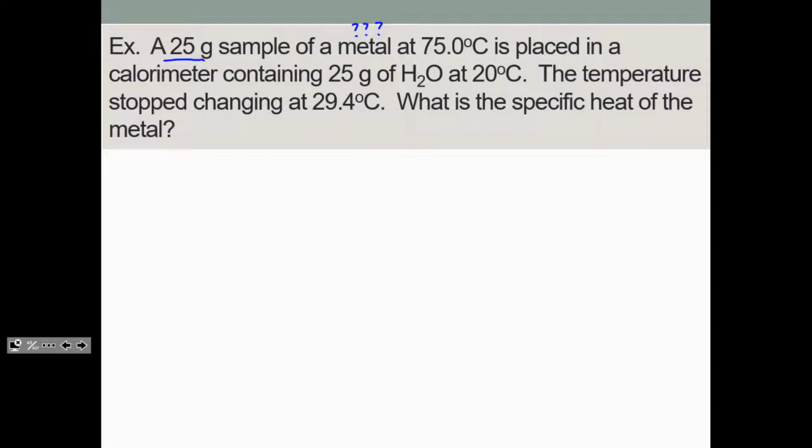Okay, a couple things to note. This is the mass of our sample, and it's starting at 75 degrees. So this is not our change in temperature, but this is the T initial for the metal. And we have a mass of H2O, and we also have the T initial for the water. The temperature stops changing at 29.4 degrees Celsius. What is the specific heat of the metal?